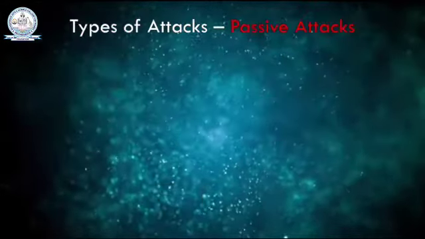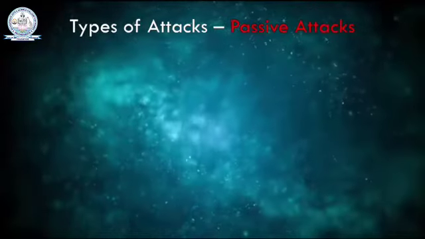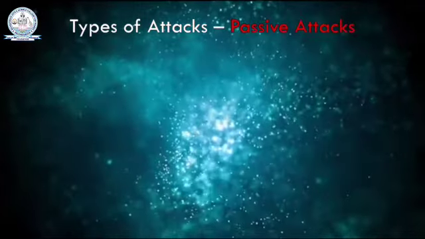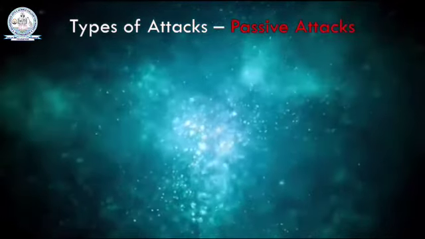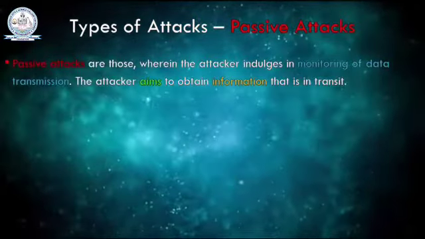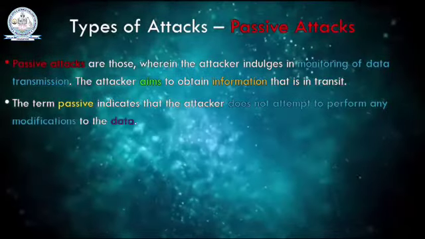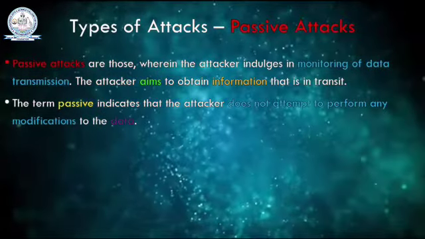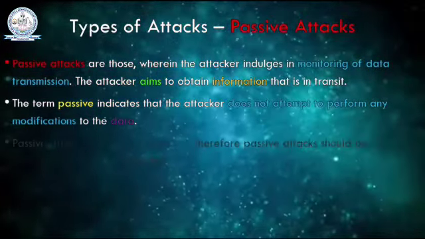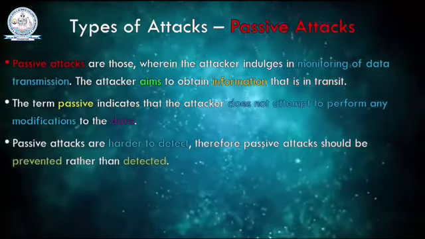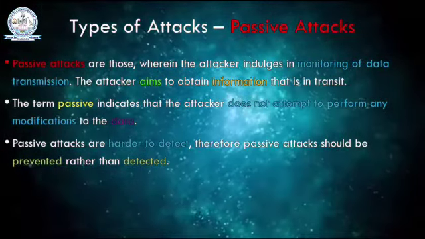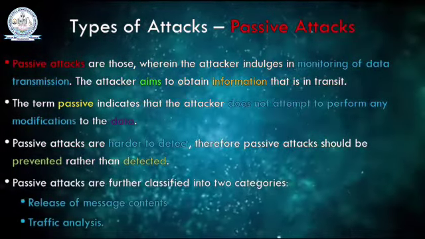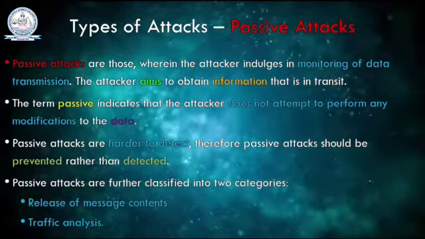Next we look at passive attacks. It consists of four important points. The first point is that passive attacks are those wherein the attacker monitors data transmission. The attacker aims to obtain information that is in transit. The term passive indicates the attacker does not attempt to perform any modification to the data. It is harder to detect and prevent than to detect. Passive attacks are further classified into two categories: release of message contents and traffic analysis.